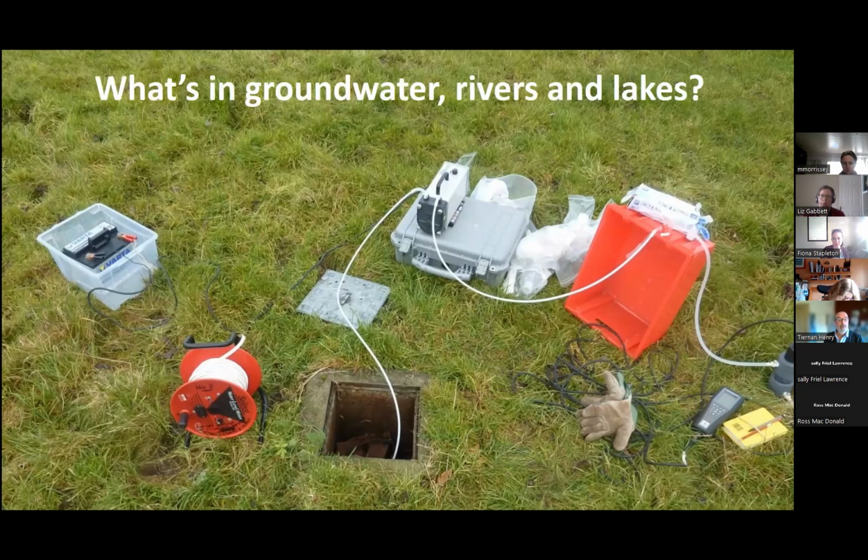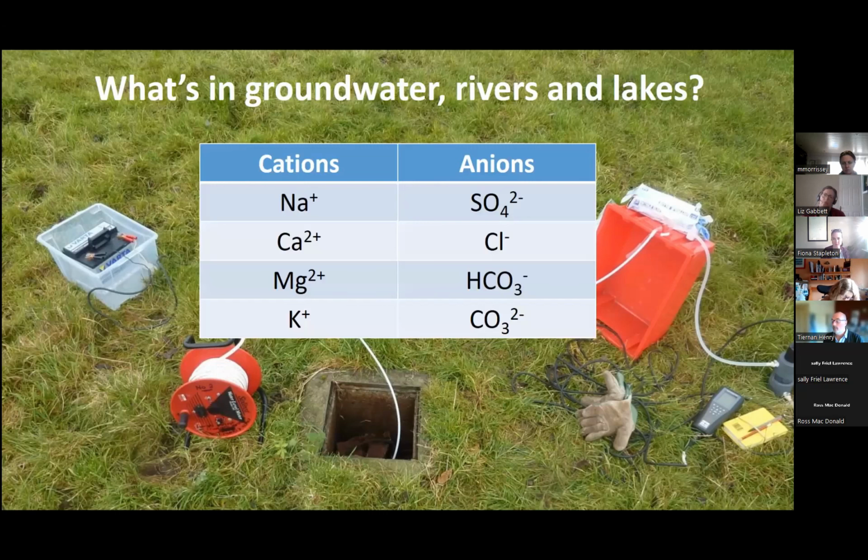Okay. So typically, when we take samples, this is what we're looking for. Again, don't worry about the details on this. These are what are called the major anions and cations. They've got Na, Ca, Mg, K, SO4, and so on. So sodium, calcium, magnesium, and potassium on the plus side; sulfate, chloride, bicarbonate, and carbonate on the negative side. And these are the things you'll see on the back of the bottles.